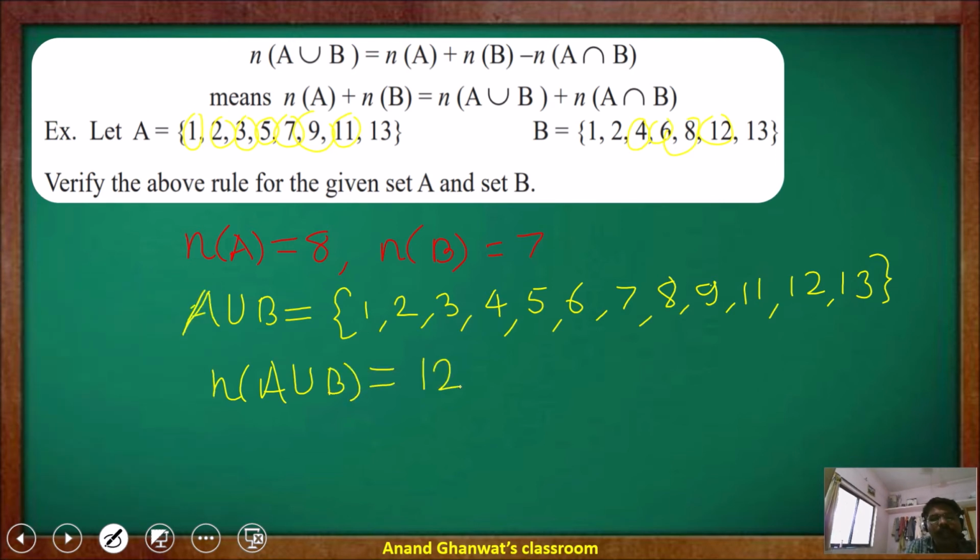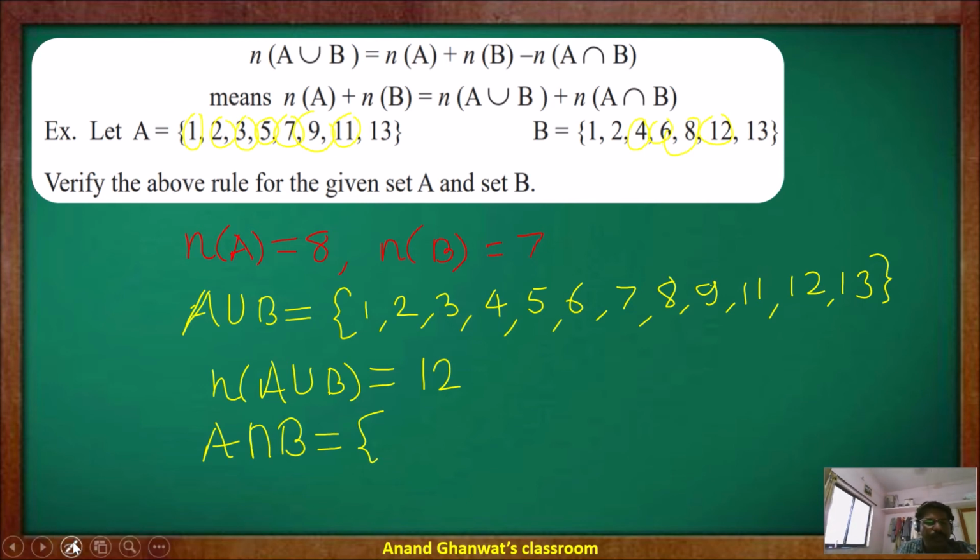Now find A intersection B. A intersection B means elements which are present in both set A and set B. So 1 is present in set A, which is also present in B. 2 is present in set A, which is also present in set B. 3 is present in A, not present in B. 5 is present in B, it is not present in A.